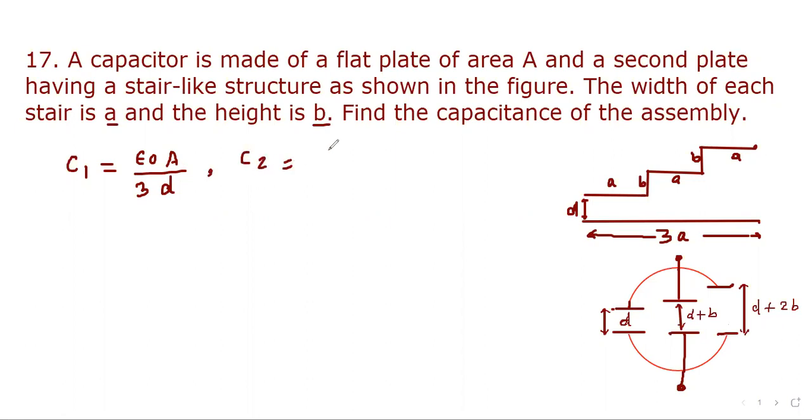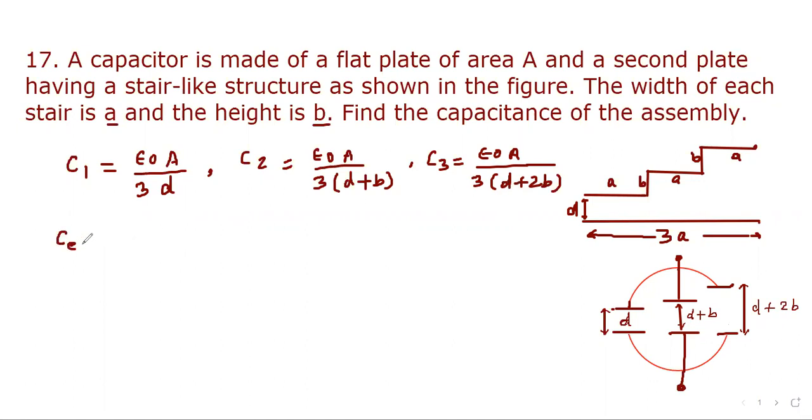C2 is epsilon naught A by 3, and the plate separation this time will become D plus B. And C3 is epsilon naught, the plate area will be A by 3, times the plate separation, which will be D plus 2B. Now all 3 capacitances are connected in parallel.